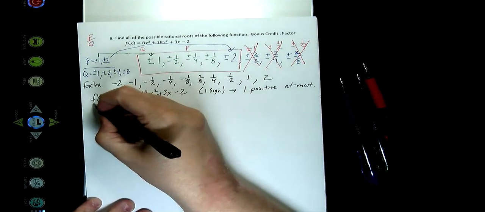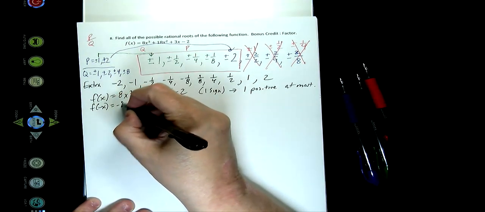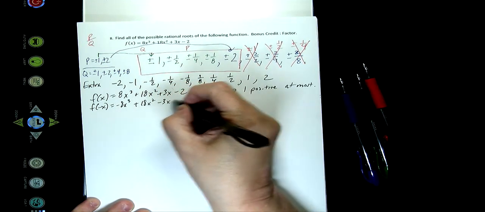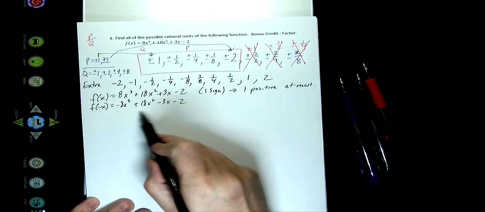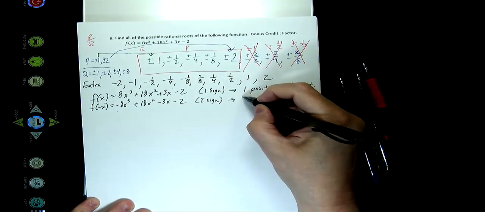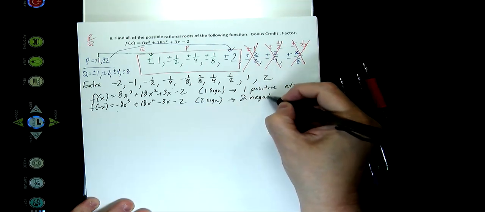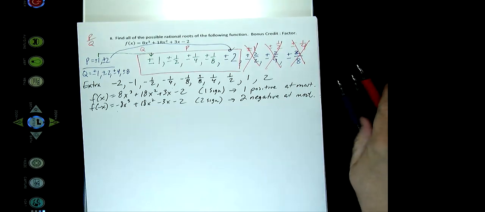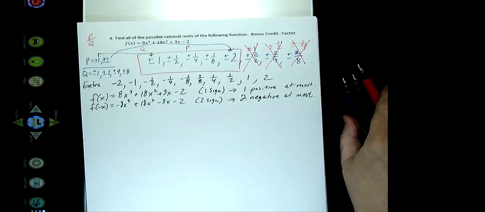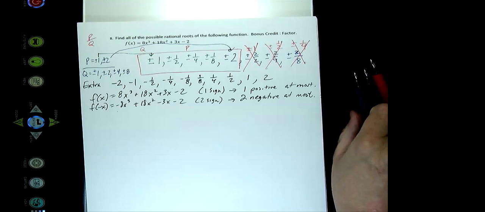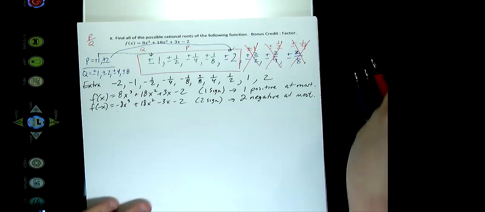And if I stick in negative, I have 2 sign switches. So at most 2 negative. I've got a better chance of finding a negative number than I do a positive number. So I'm going to check negative numbers. And I'm going to just check -1 to start with.